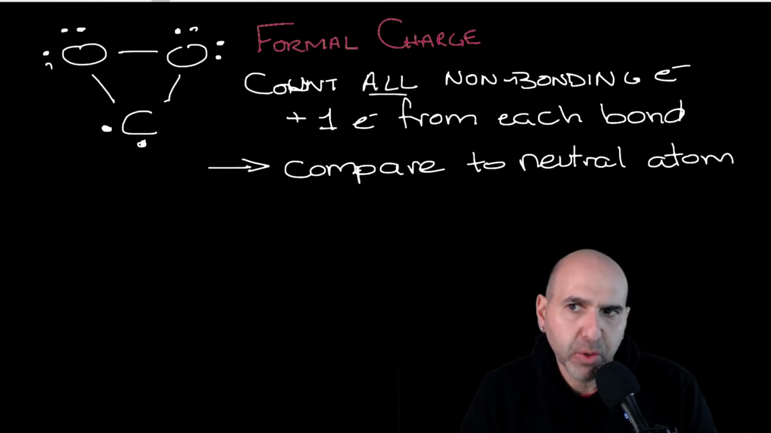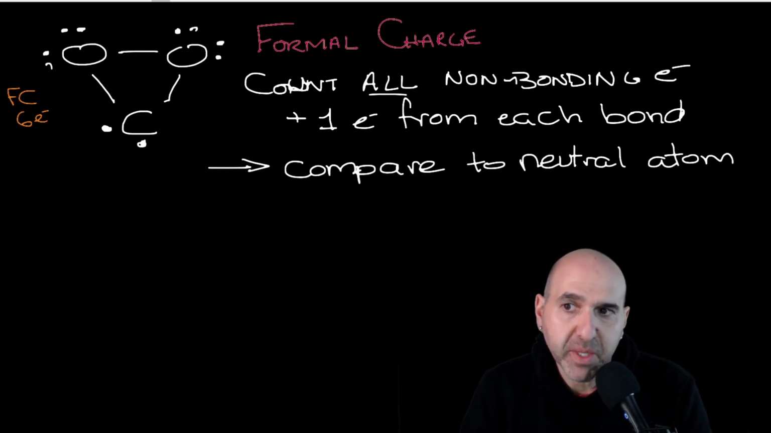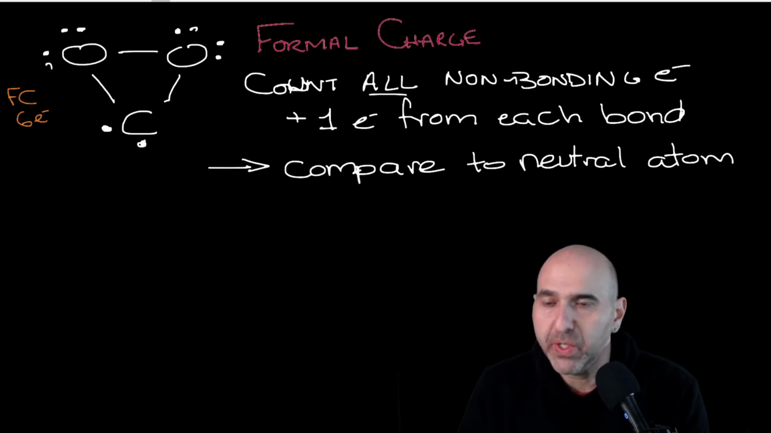So if we're counting for formal charge, we say this has 1, 2, 3, 4, 5, 6. So for formal charge, this has 6 electrons. Now, when we look at oxygen on the periodic table, its valence is 2s2, 2p4. So neutral oxygen has 6 electrons. So the difference between 6 and 6 is, well, 0. So this oxygen atom has a formal charge of 0.